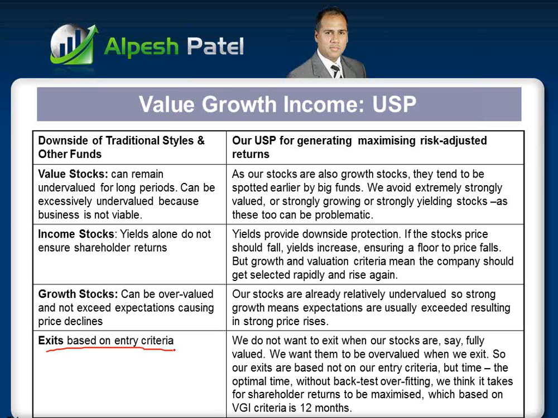This is where it's really clever. We don't want to exit when stocks are, say, fully valued. We want them to be stonkingly overvalued when we exit. Of course we do. We want them to have lots of momentum when we exit. So our exits are based not on our entry criteria, but on time criteria, the optimal time. Without backtesting, without saying, oh, the optimal time is 11 months and 3 days because I looked at all the data over the last 100 years. No, we based it on an almost arbitrary time frame, but it's arbitrary, which means it's not overly curve fitted.